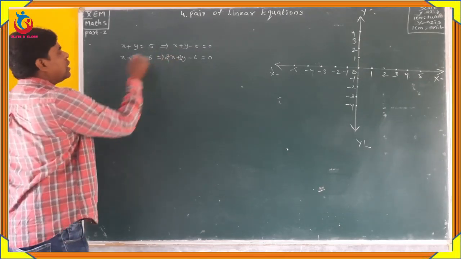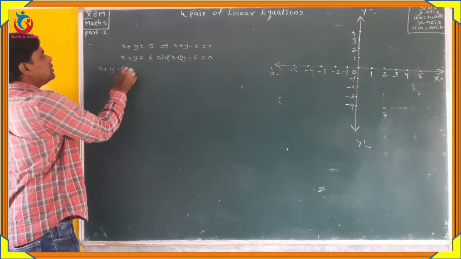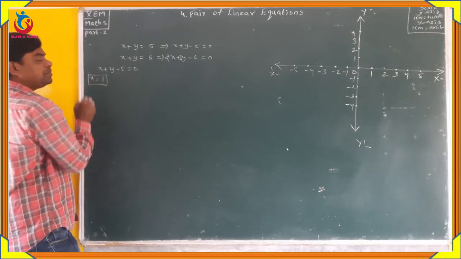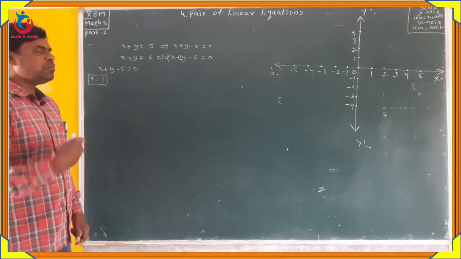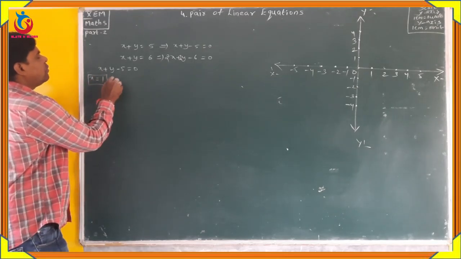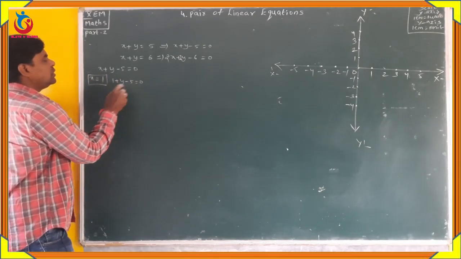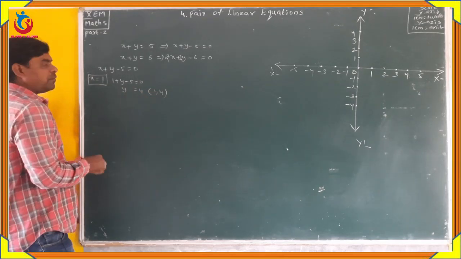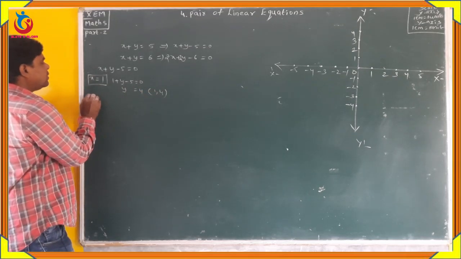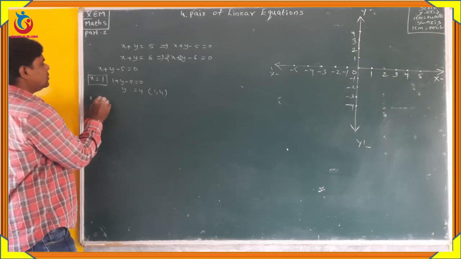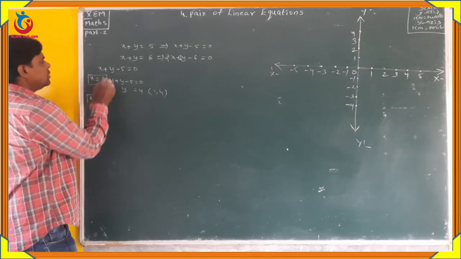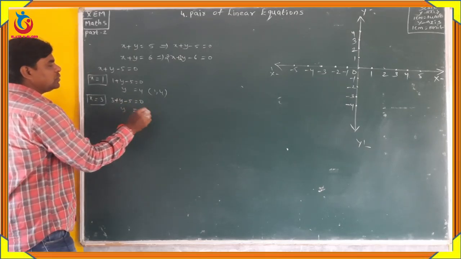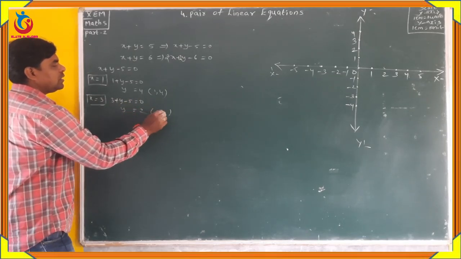Here, to draw the graph of this equation, I have to take the points. I would like to take x is equal to 1. You can take 0 also, no problem. I am choosing 1. So 1 plus y minus 5 is equal to 0. By simplification, y is equal to 4. The point is 1 comma 4. And I have to take x is equal to 3. Then 3 plus y minus 5 is equal to 0, so y is equal to 2. The point will be 3 comma 2.